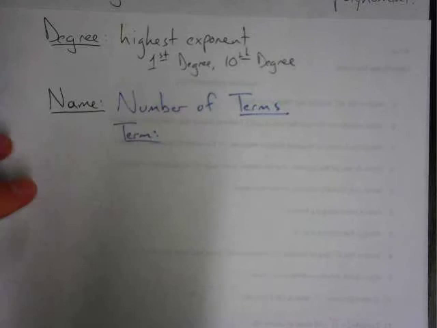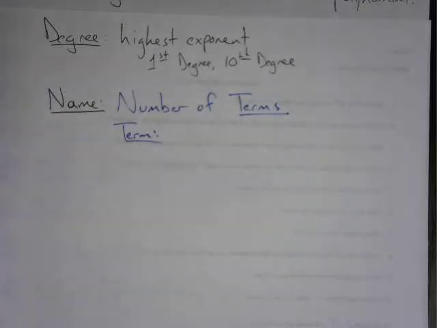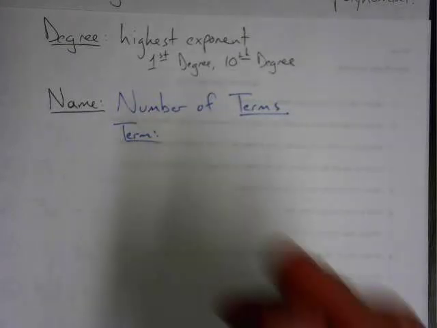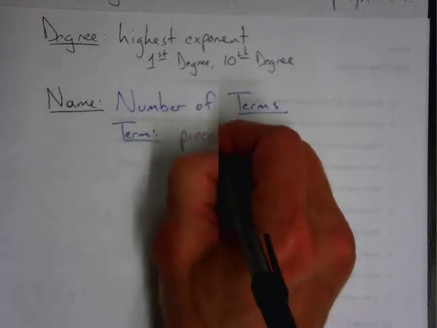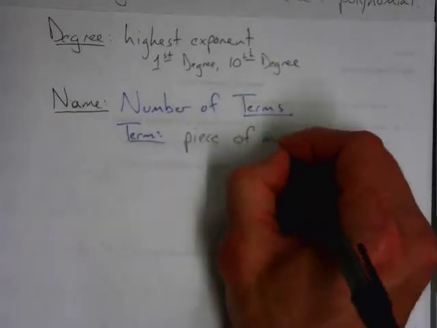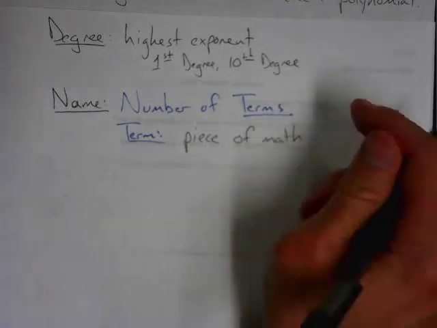So I don't know what a textbook definition of a term is. I have my own definition, and I like it better. So we're going to use that one. So what is a term? In my definition, a term is simply a piece of math. Right? That's what a term is. It's a piece of math.